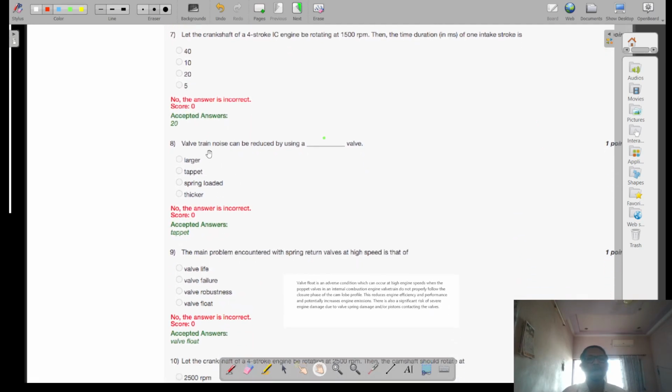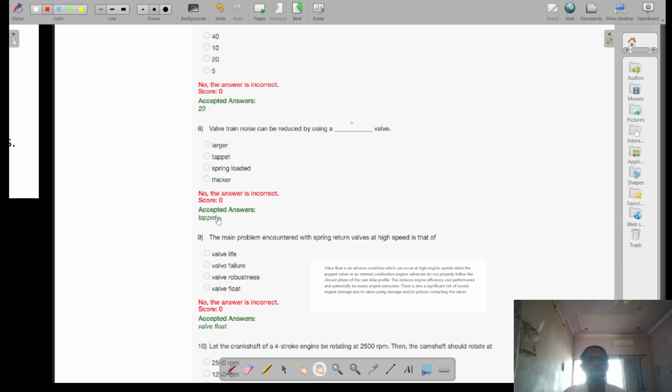Then valve train noise can be reduced by using. So you have got a valve train. Valve train means the push rod and all those things are there. So that is reduced by using the tappet.